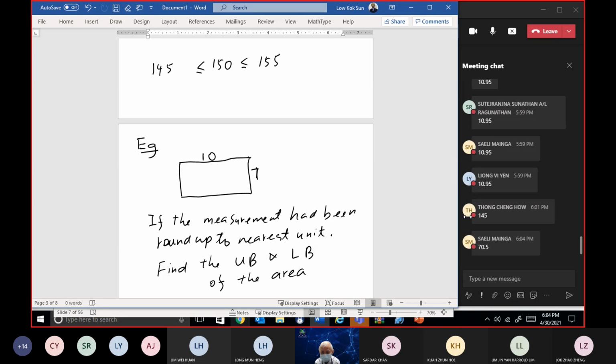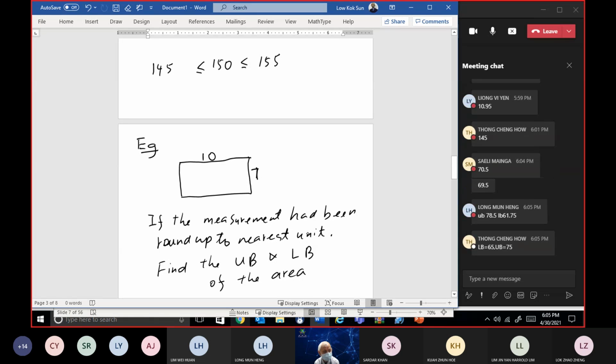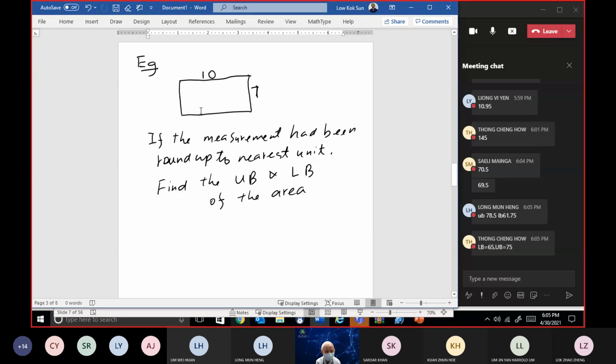Yeah, Dion. Some of them, 1, 4, 5. But I'm doing a new question now. Can those online try this one? I explain: if the measurements given here are 10 and 7, and they were rounded already to the nearest unit, you are to find the upper bound and lower bound of the area. Can you find the lower and upper bound of the area? This is the area.